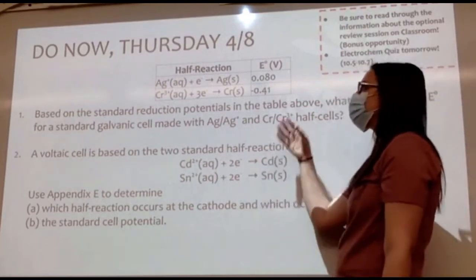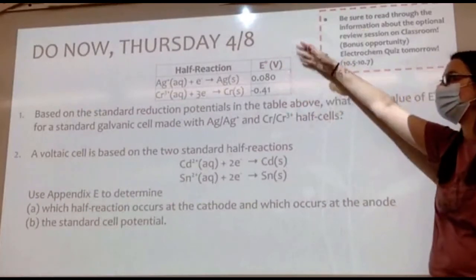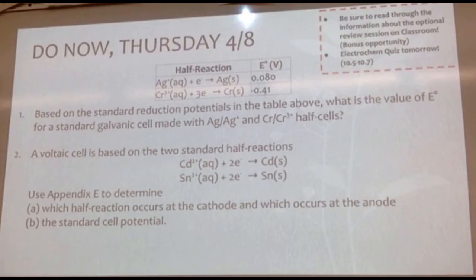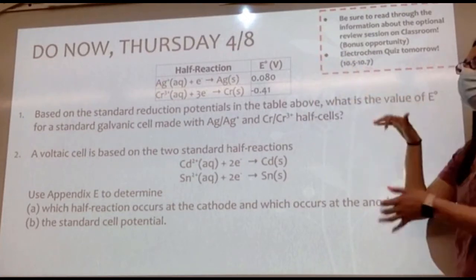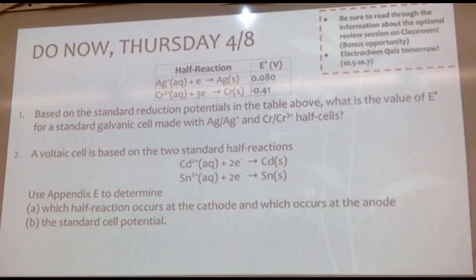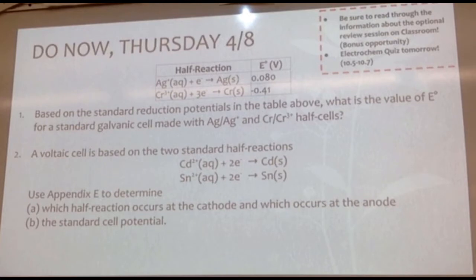So remember, on a test or on a quiz, you will be given reduction potentials in a table like this. So if you ever need reduction potentials on a test or on a quiz, you're going to be given those in a table because that's what it will be like on the AP test as well. So for number one, based on the standard reduction potentials in the table above, what is the value of E naught for a standard galvanic cell made with silver and silver plus and chromium 3 plus half cells?